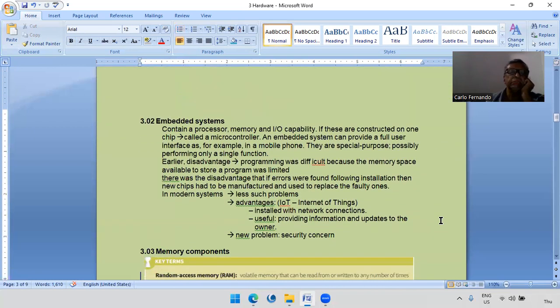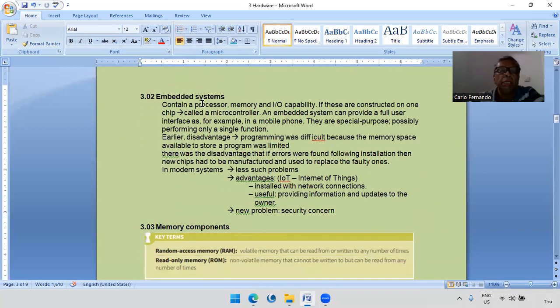Embedded systems, what are they? They contain a processor, like the computer having a processor. These embedded systems also have processor, memory, and I/O capability, that is input-output capability. If these are constructed on one chip, then it's called a microcontroller. The system can provide a full user interface, for example in a mobile phone. The mobile phone, full interface, is also an embedded system.